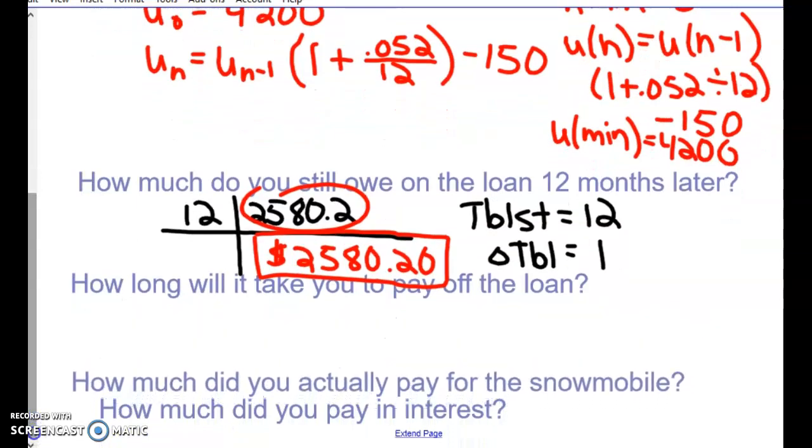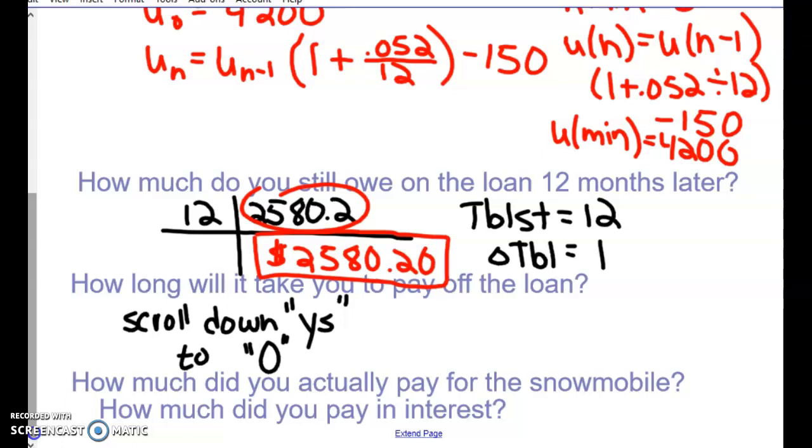So now it says, how long will it take you to pay off the loan? Okay, so you're going to scroll down the y column to 0. That's because in the y column, the right column, that's actually what you owe. Well, if we do that in this case, this is what it says.